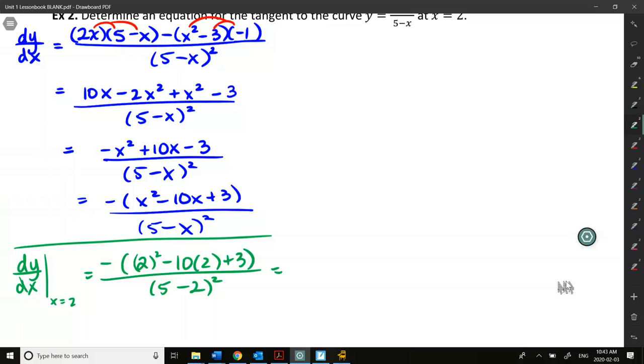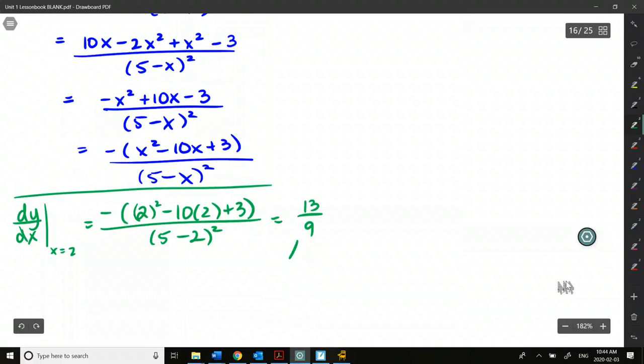So positive 13 over 9. Correct me if I'm wrong. Yep, perfect. So this is the slope of our tangent when x equals 2. That's what we just found. That's what the derivative helps us find, right?